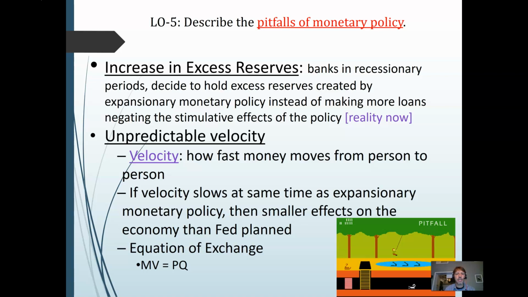each of those slides. So in recessionary periods, often banks will hold excess reserves created by expansionary monetary policy instead of making more loans. And this has a negative stimulative effect. So the goal of the Fed was to try and increase the size of the economy to get it going again by making interest rates low, and therefore encouraging people and businesses to borrow and banks to lend.